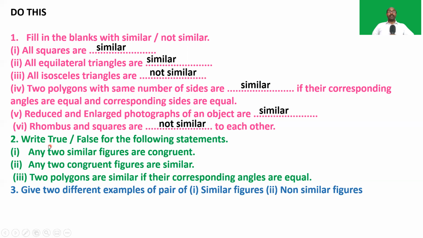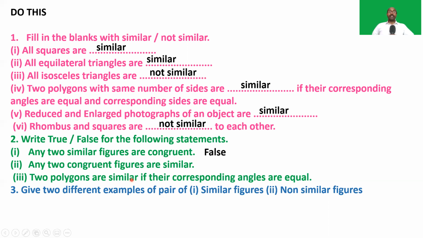In the second one, it is given: write true or false for the following statements. The first one: any two similar figures are congruent. We know that two similar figures are congruent only if the corresponding sides are also equal. So two similar figures are not congruent unless the corresponding sides and corresponding angles are equal. So the statement is false.